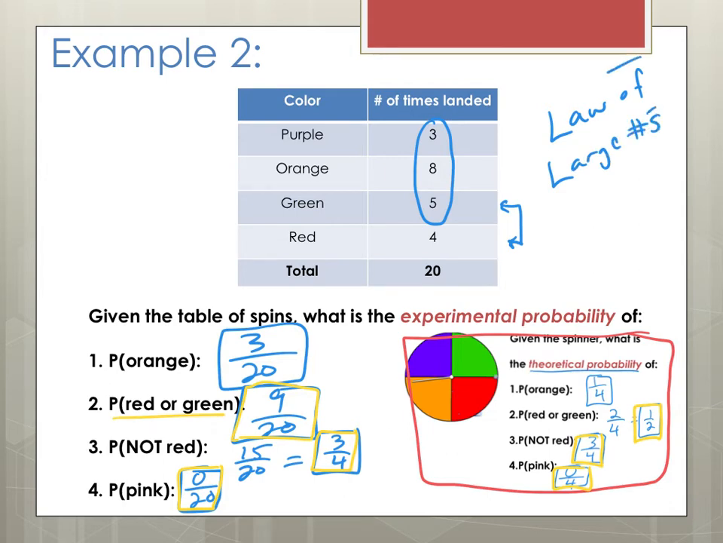if you take an upper level stats course, you might hear more of this, but what the large numbers really means is the more data, the more trials you do. Let's say we spun it 100 times, or maybe 1,000 times, or maybe even 1,000,000. If we spun it 1,000,000 times, the law of large numbers says the more trials you do of an experiment, the closer it's going to become to that theoretical probability. That's what the law of large numbers states.